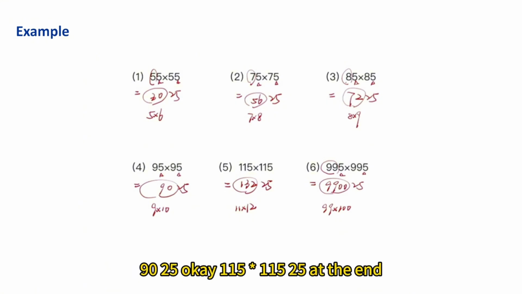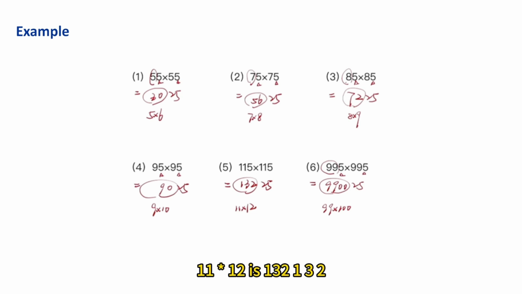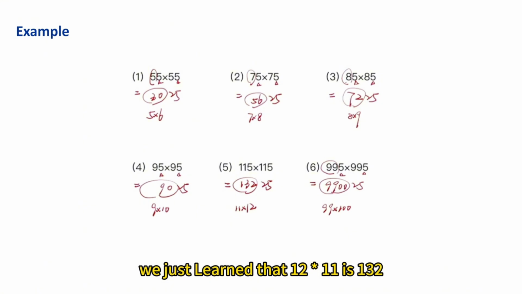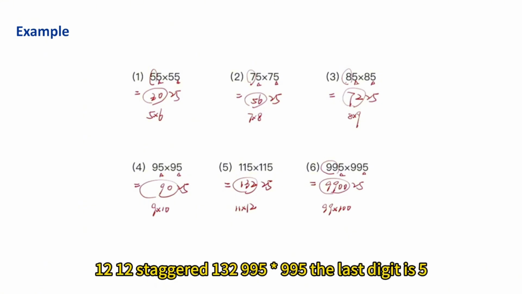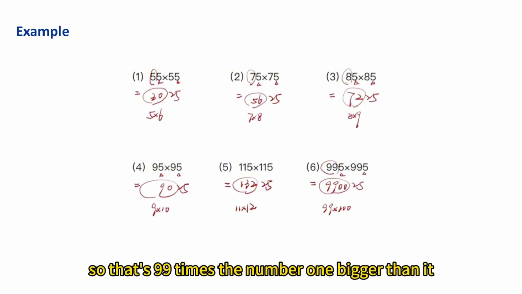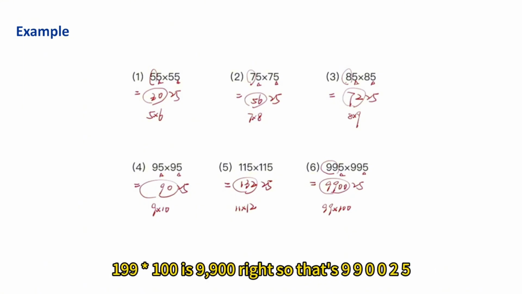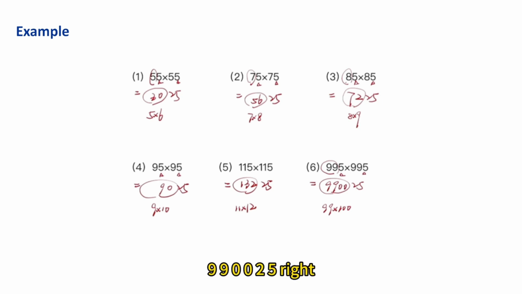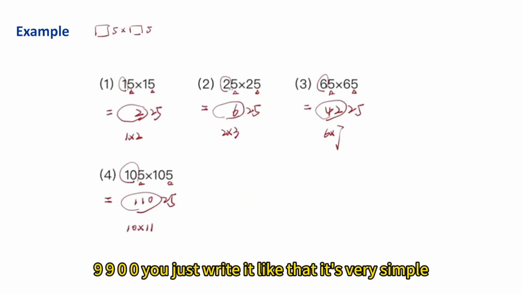9025. Okay, 115 times 115. 25 at the end. This part is 11 times 12. 11 times 12 is 132. 13225. Okay, we just learned that. 12 times 11 is 132. You think about it in your head. 12 12 staggered. 132. 995 times 995. The last digit is 5. First, write a 25. In the front, you see, it's 99, right? So that's 99 times the number 1 bigger than it. 100. 99 times 100 is 9,900. Right, so that's 990025. You just write it like that.